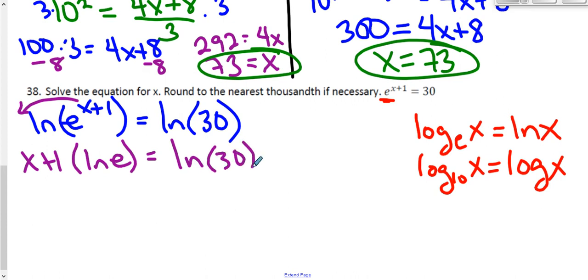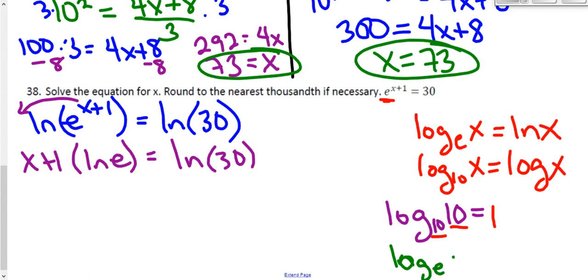And the ln of e is a very special number, just like the log of 10 is a very special number. If I do the log base 10 of 10, it's asking what power do I raise this base 10 to turn it into the number 10, and the answer is just 1. So the log base 10 of 10 is 1. The same thing happens with ln. So ln is the log base e, and if I do the log base e of e, it's asking what number do I raise e to turn it into the number e. The same number I raise anything to turn it into itself, which is 1.